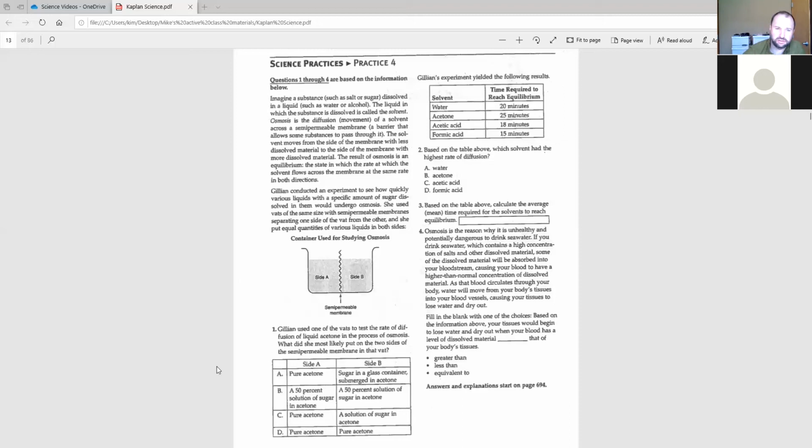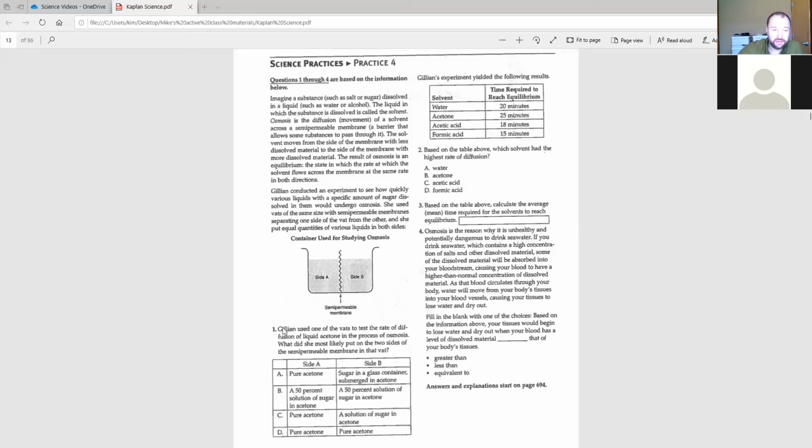So let's keep reading. It says, Jillian conducted an experiment to see how quickly various liquids with a specific amount of sugar dissolved in them would undergo osmosis. In other words, how long it would take the solutions to reach equilibrium, the point at which both sides are the same. She used vats of the same size, with semi-permeable membranes separating one side of the vat from the other, and equal quantities of various liquids in both sides. So here's a picture of the vat, the semi-permeable membrane, and the liquids on both sides.